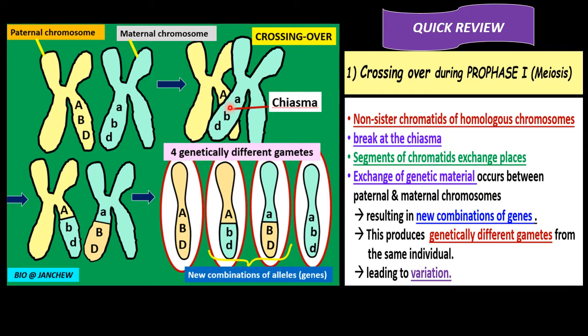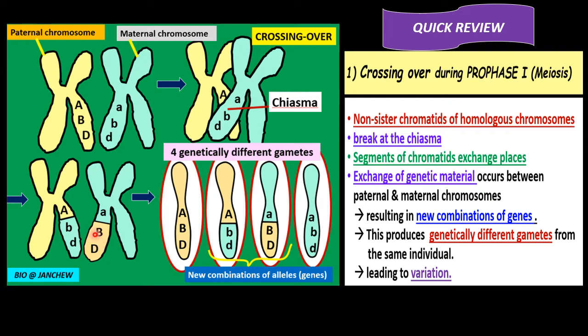Non-sister chromatids are the chromatids from different chromosomes, one from the paternal chromosome, one from the maternal chromosome. So the segments of chromatids will exchange places when they break at the chiasma. And here we see that now this chromatid has a segment of the maternal chromatid, and the maternal chromatid has a segment of the paternal chromatid.